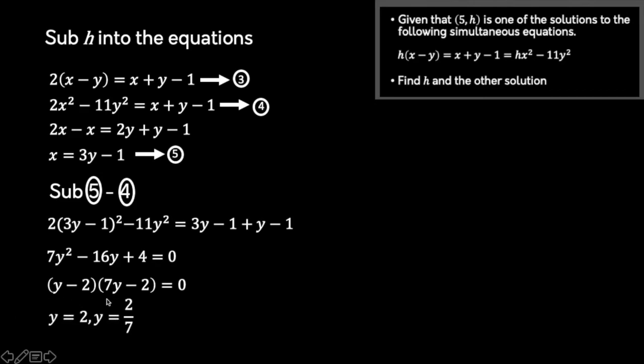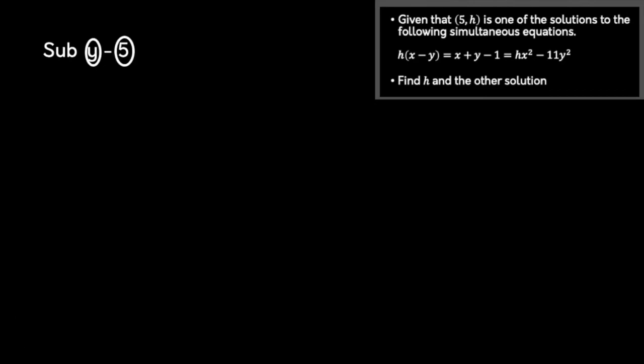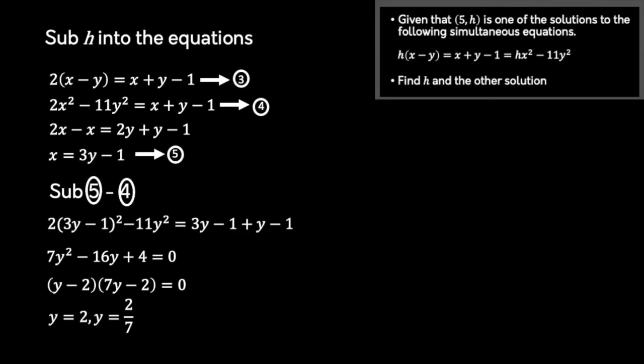And then finally, we can find x. So how do we find x? We simply substitute the values of y into the fifth equation here. x equals 3y minus 1. We substitute y, which is in this case 2 over 7. So why don't we use y equals 2? Well, remember that h is already equal to 2. The question asks us to find the other solution, so y cannot be equal to 2. So y equals 2 over 7. We substitute that into the fifth equation. We multiply this, and then we get x equals negative 1 over 7.